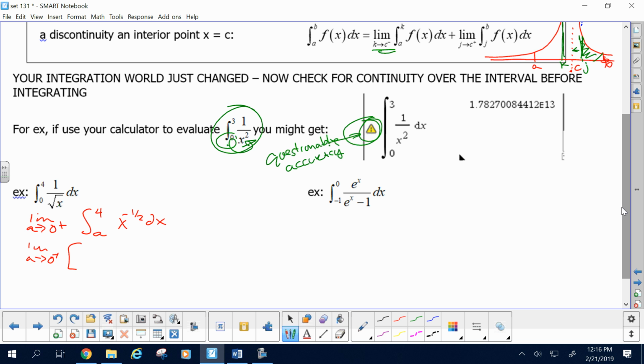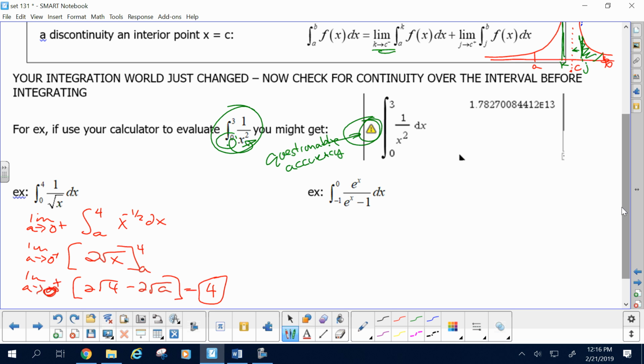Anti-differentiate. What is the antiderivative of x to the negative half? Root x times 2. That's positive 2. Okay. So we get something like the limit as a goes to 0 from the right of 2 root 4 minus 2 root a. Sorry. So, does this integral come out finite or infinite? It is finite. 4 minus 0. It is finite.